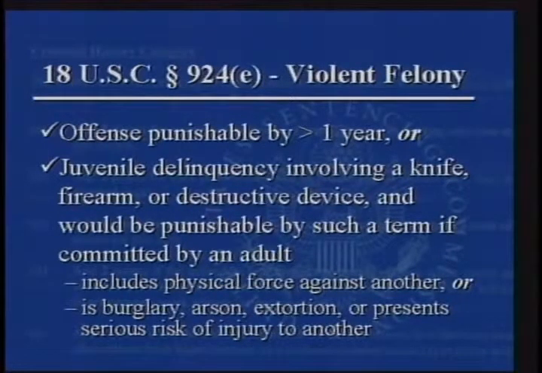So there are some slight differences between the definition of violent felony and crime of violence. And again, there are differences between serious drug offense and controlled substance offense that we find in the career offender guideline. So let's look at the statute for that definition.